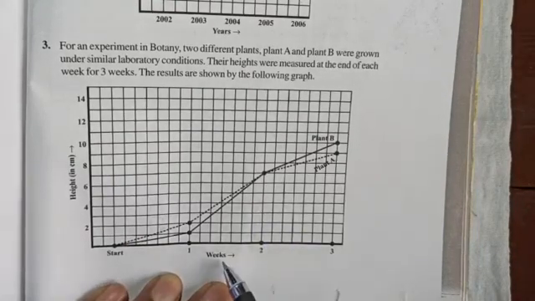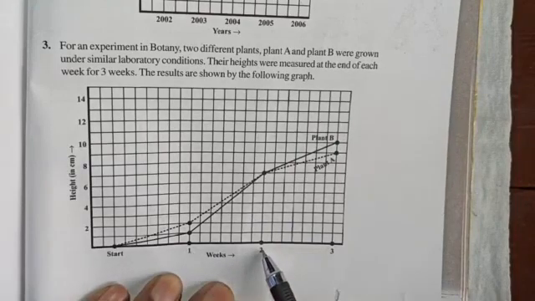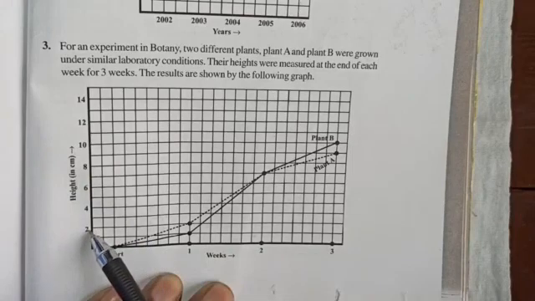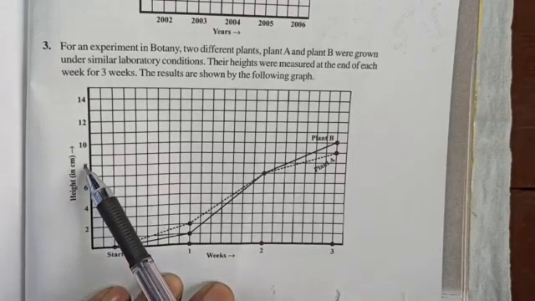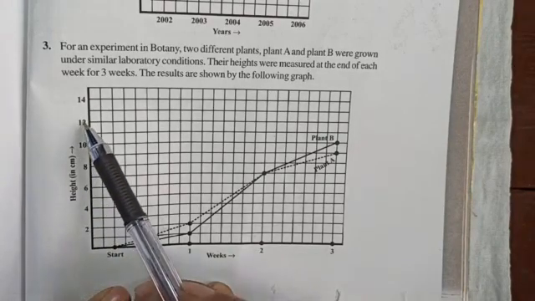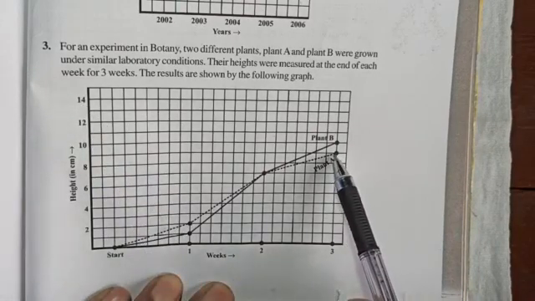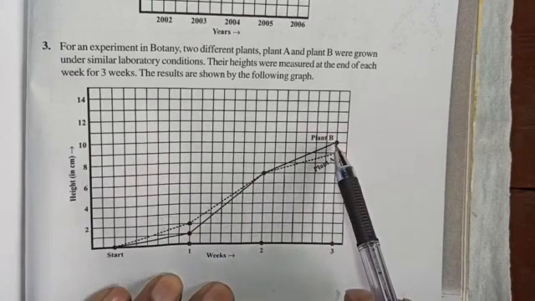So this graph shows the growth of plant A and plant B at the end of each week for 3 weeks. So this is weeks. This is week 1, this is week 2, this is week 3. And this is height in centimeter. So this is 2 centimeter, 4 centimeter, 6 centimeter, 8 centimeter, 10 centimeter, 12 centimeter, 14 centimeter. So plant A is represented by dotted line, and plant B is this line.